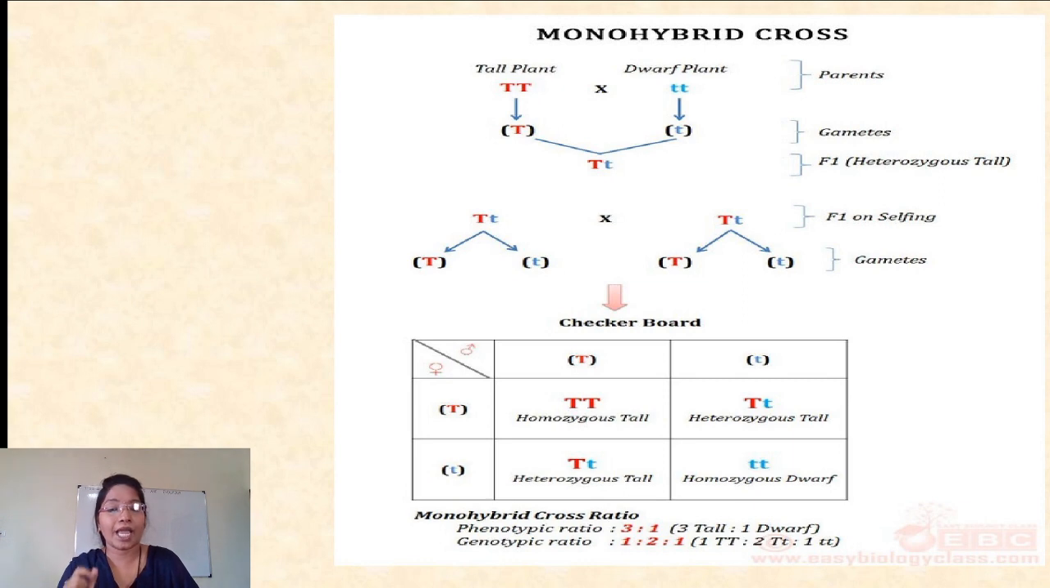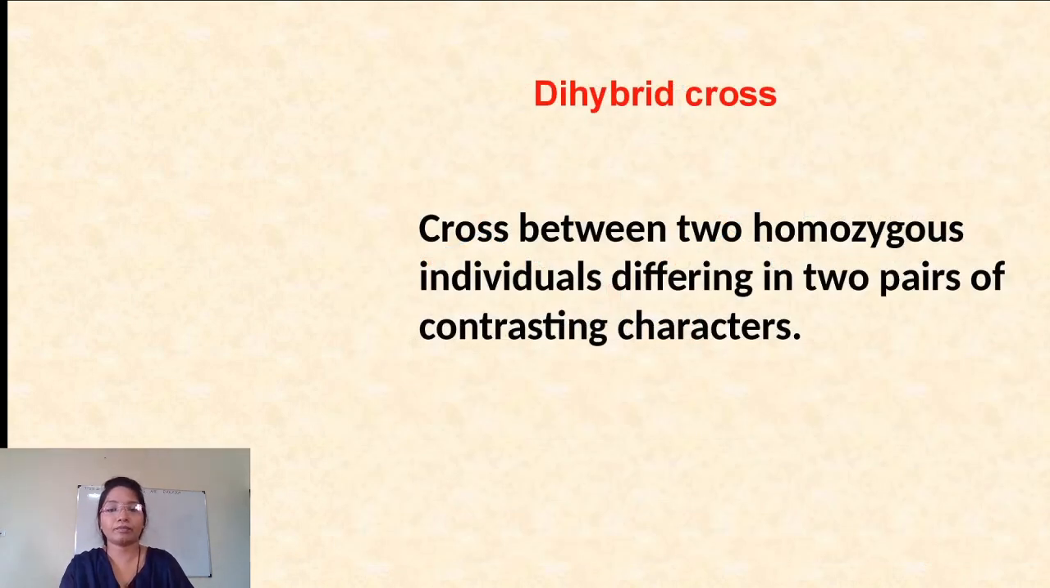In this way, Mendel considered this monohybrid cross by considering a single pair of contrasting character. Okay, so we will move further. Next is the dihybrid cross. The term di means two. So the cross between two homozygous individuals differing in two pairs of contrasting characters is called a dihybrid cross.